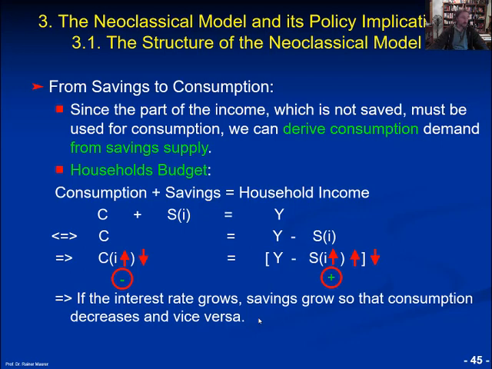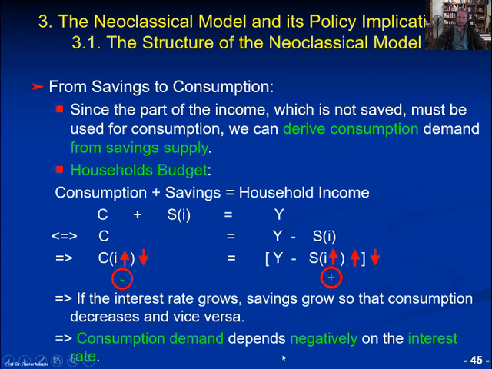If the interest rate grows, savings grow, so that consumption decreases and vice versa. As a result, consumption depends negatively on the interest rate, while savings depend positively on the interest rate.